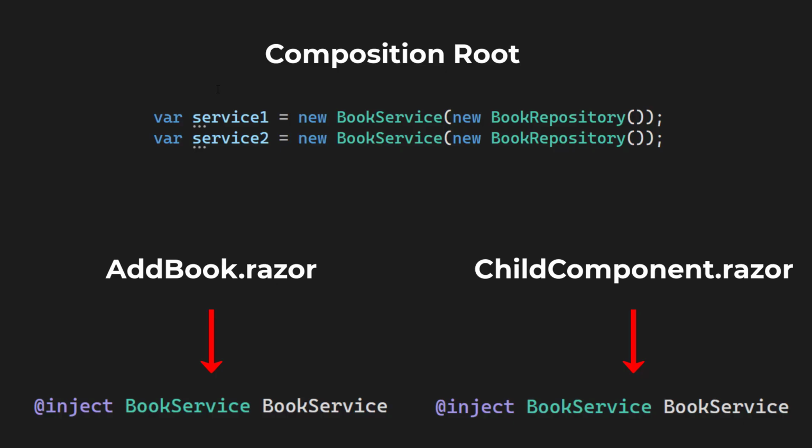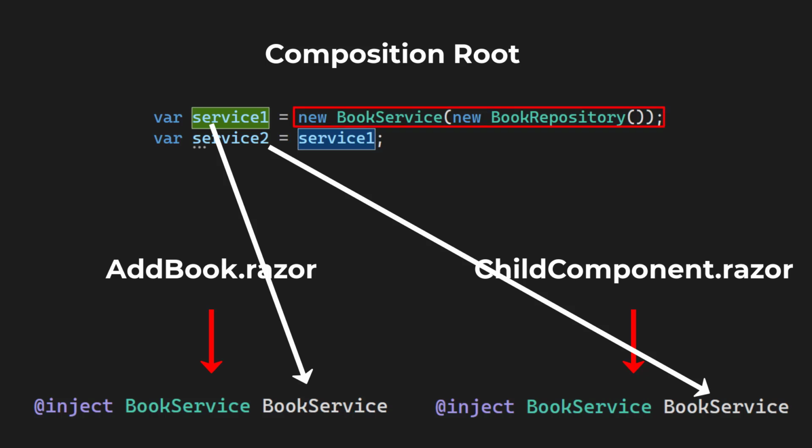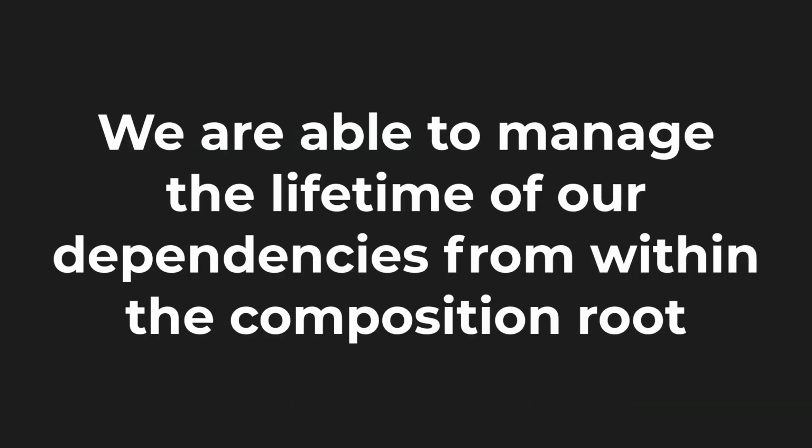Now, since the responsibility of lifetime management is shifted away from the AddBook component and ChildComponent and into the composition root, it becomes possible to do this. var service2 = service1. Now at runtime, if service1 is injected into the BookService property of the AddBook component and service2 is injected into the BookService property of the ChildComponent, since both refer to the same instance of BookService, both the components get effectively the same instance. This way, we are able to manage the lifetime of our dependencies from within the composition root.